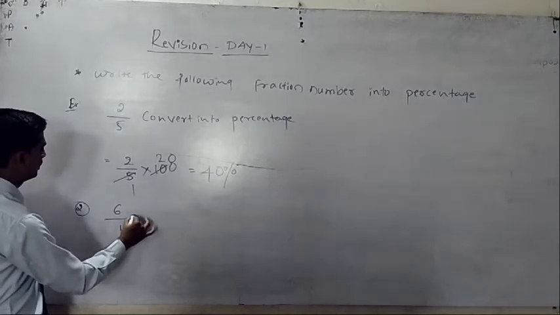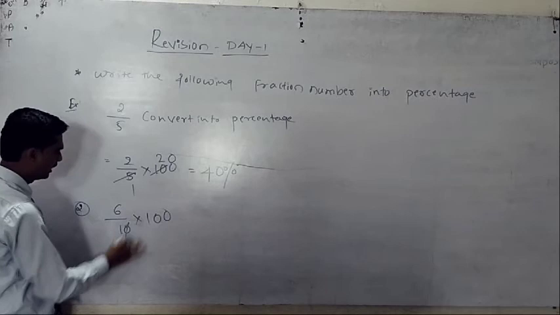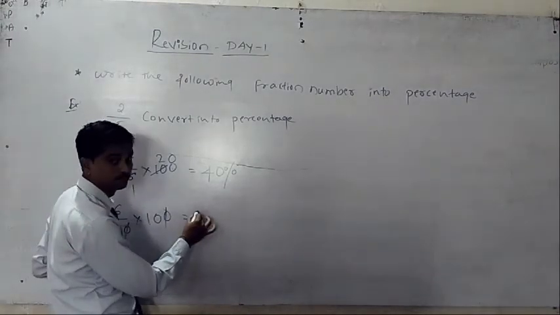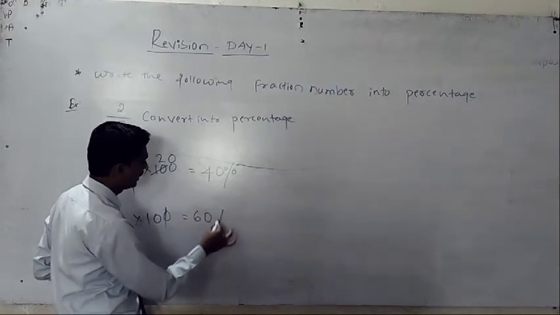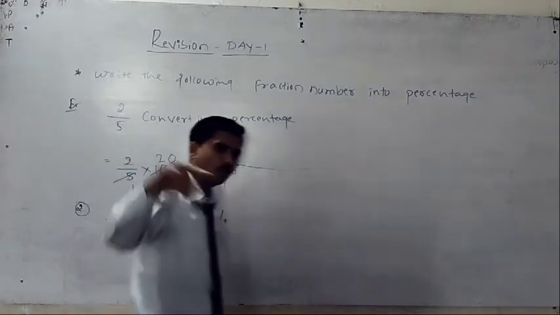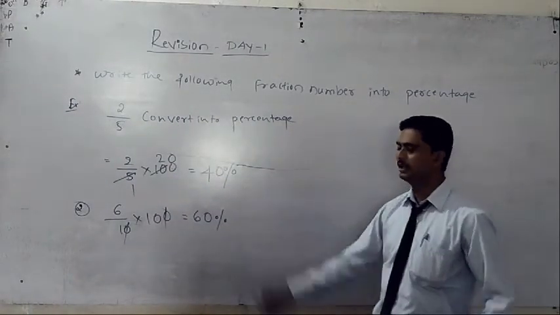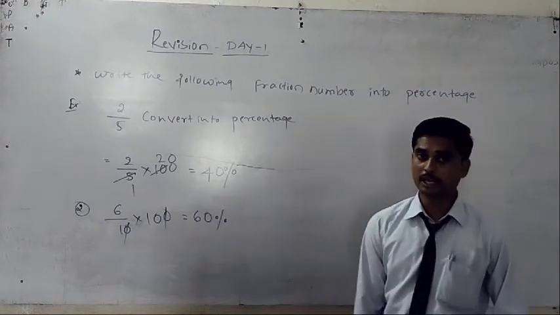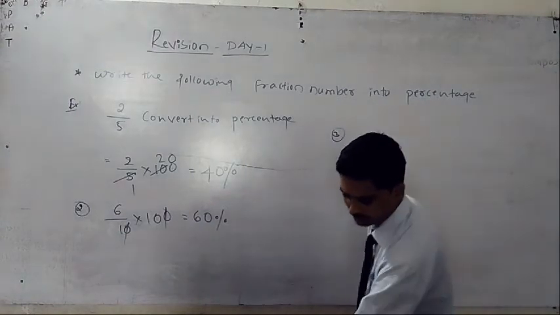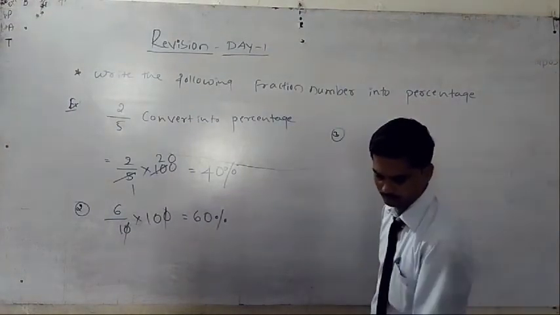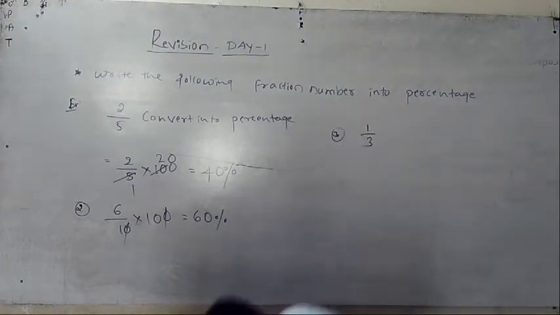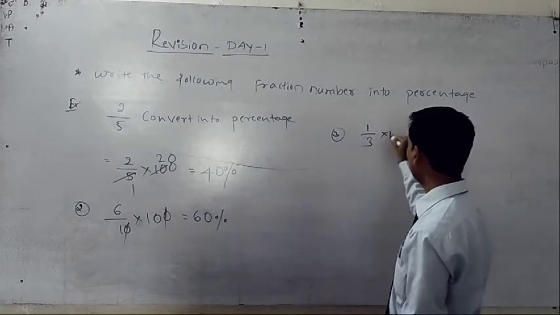10. Convert 6 by 10 into 100, the 0 and 1 0 cancel, and 6 tens are how much? 60 percentage. This much only. It is very simple. Now, times 100 means the answer should be there. But cancellation is very important. Remember that. And third one, 1 by 3, converting to percentage, into 100.